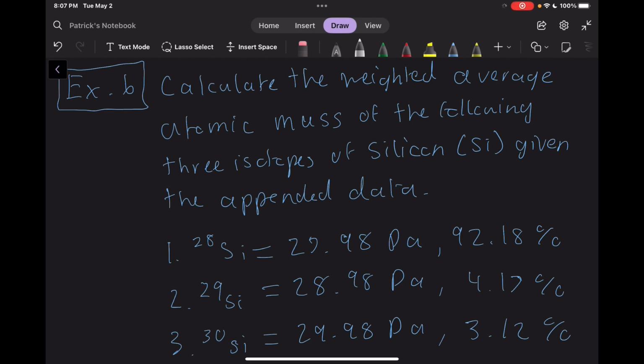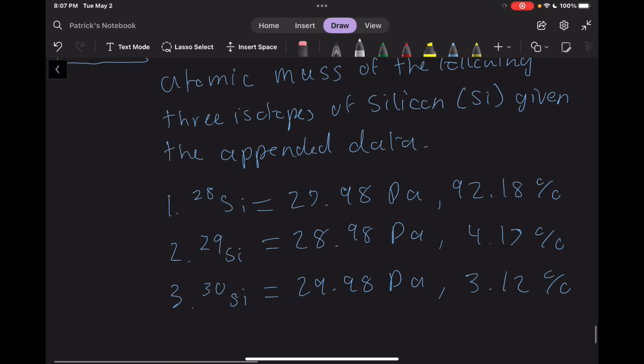So let's look at these 3 silicon isotopes. The data here gives us the atomic masses of these isotopes in daltons, and it also gives us these percentage values. These percentage values are called the abundances of the isotopes in question, which is essentially an estimate as to how much of these isotopes can be found in the Earth's crust. The first isotope, silicon-28, has an abundance of 92.18%, which means that of all the silicon in Earth's crust, 92.18% of it is in the form of silicon-28.